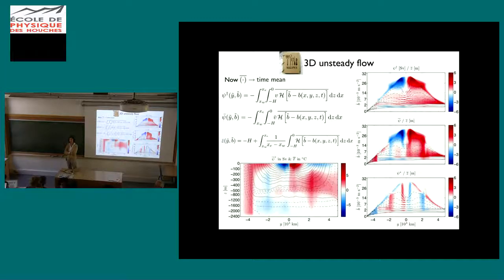Quick question about the Deacon cell. In the Southern Ocean, it's wind-driven. That's the part that's quite different from the atmosphere, because in the atmosphere the Ferrel cell is not really wind-driven. So how does this model deal with this part of the Deacon cell? Is there like a constant force?